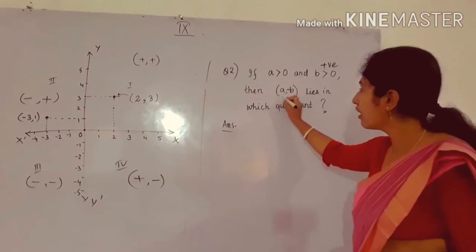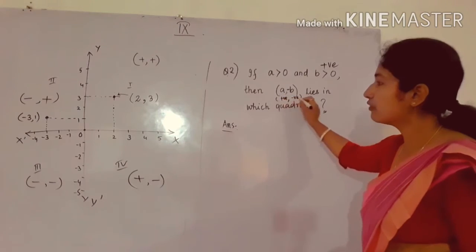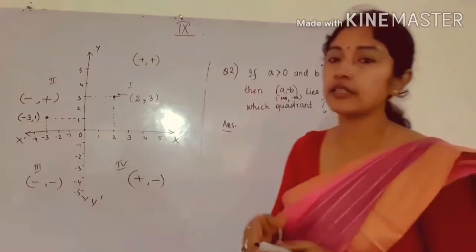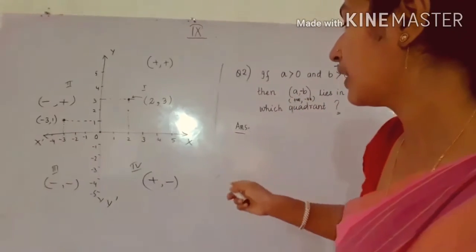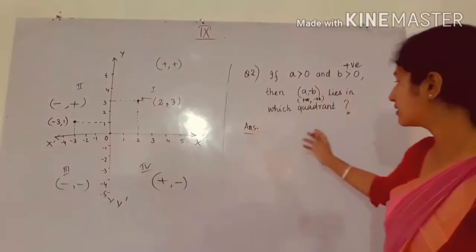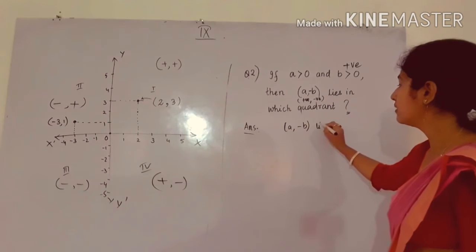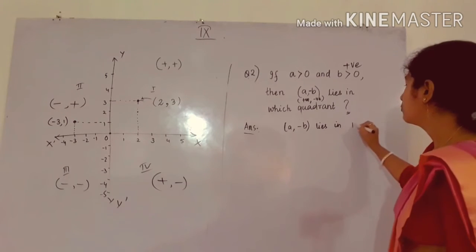So first we have positive, comma, second we have negative. So positive comma negative, you can directly see the quadrant. Positive comma negative means which quadrant? That means fourth quadrant. So (a, -b) lies in the fourth quadrant.